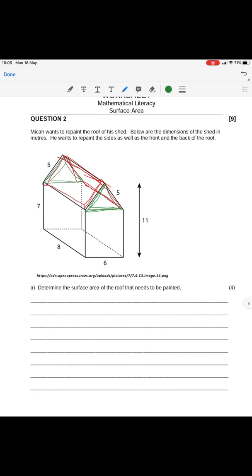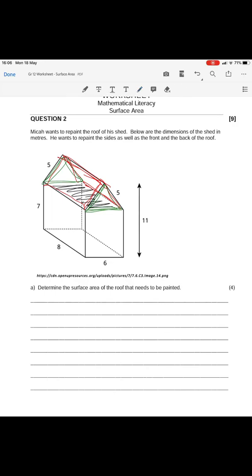Do take note that you are not going to be painting the base of the roof. What do I mean by the base of the roof? You are not going to be painting this part over here, which would be the equivalent of your ceiling on the inside of your roof. You're painting the green triangles and the red sides of the roof. So there are two ways of approaching this.